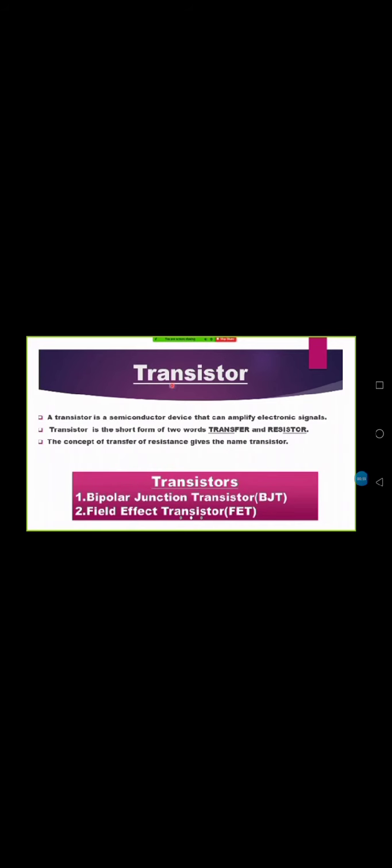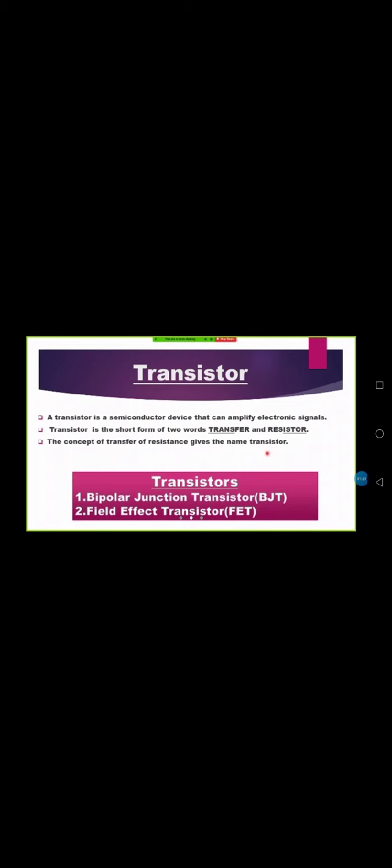Let's see what a transistor is. A transistor is a semiconducting device that can amplify electronic signals. The word transistor is the short form of two words, transfer and resistor. From transfer the word trans is taken and from resistor the word istor is taken to form the complete word transistor. The concept of transfer of resistance gives the name transistor.